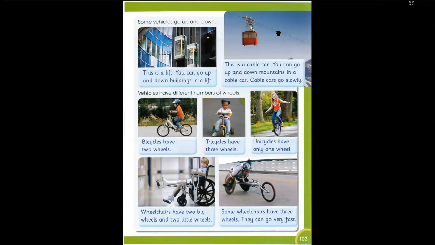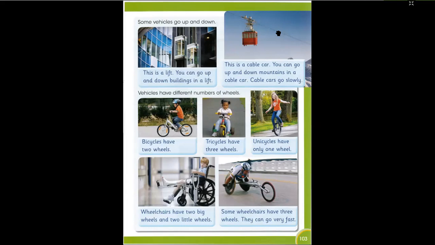First of all, we have bicycles. Bicycles have two wheels. Most of you, or I think everyone, have a bicycle at home, so you have seen that a bicycle has two wheels. Then we have the tricycle. Bi means two, tri means three. Tricycles have three wheels.